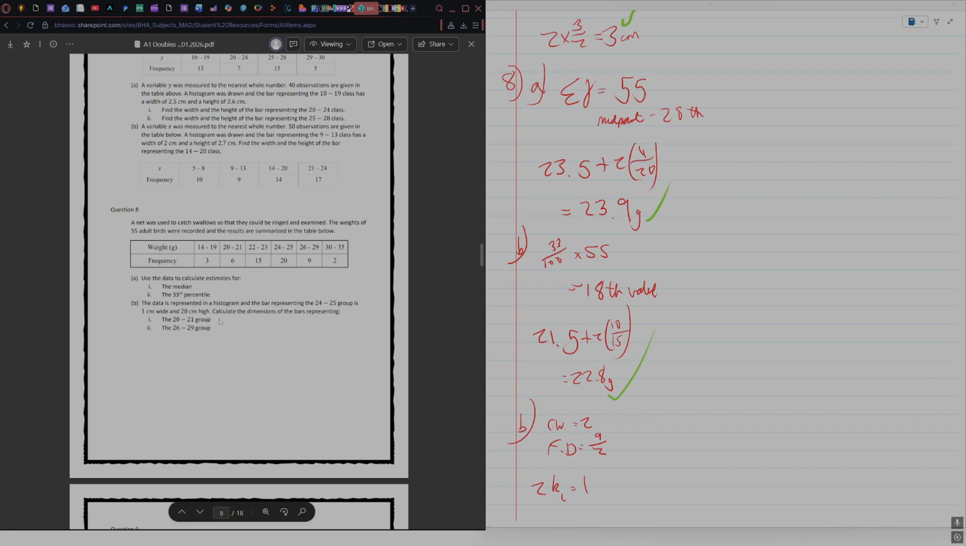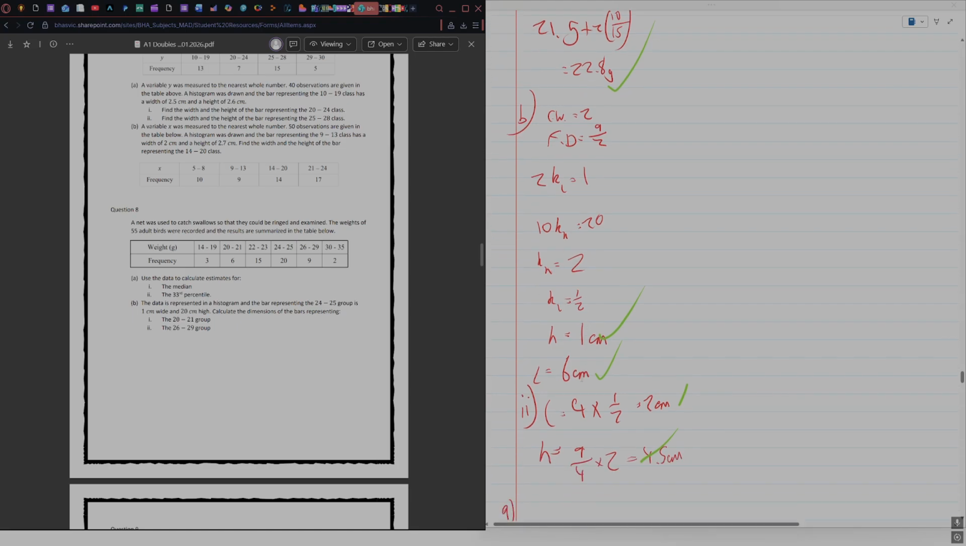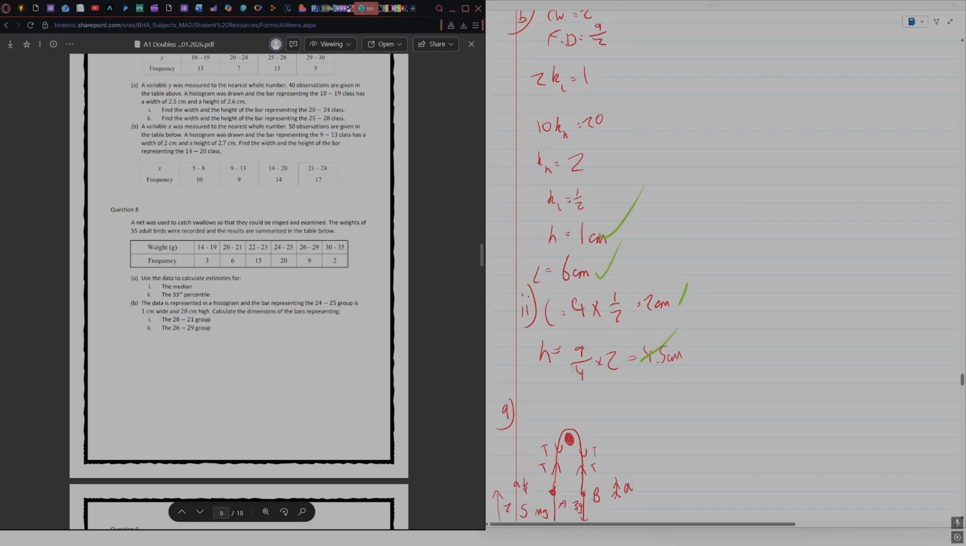For part B, it's the same thing as last time. We're finding the dimensions of the bar. Oh, sorry, no, this is part B. So you find the class width. This is the exact same thing that we did in the last question. So class width of 2, you find the frequency density by dividing them, and find the length scale factor and the height scale factor, and apply them to what we need in both parts.